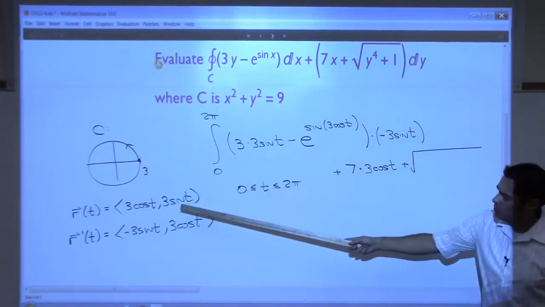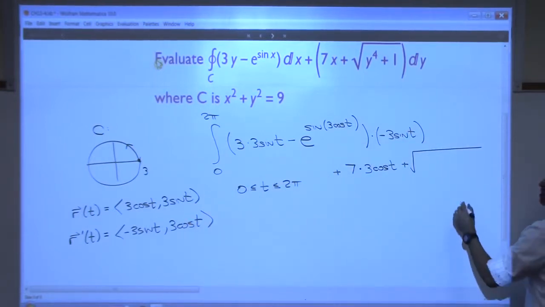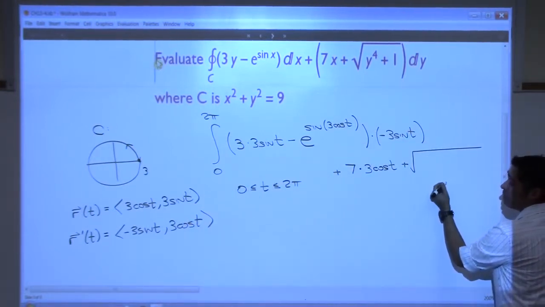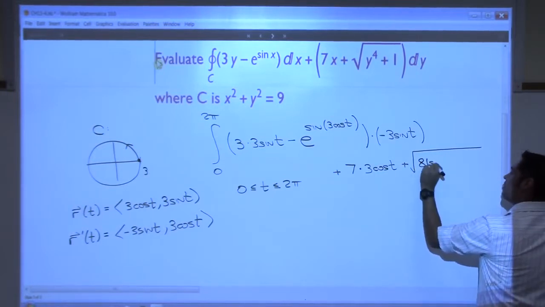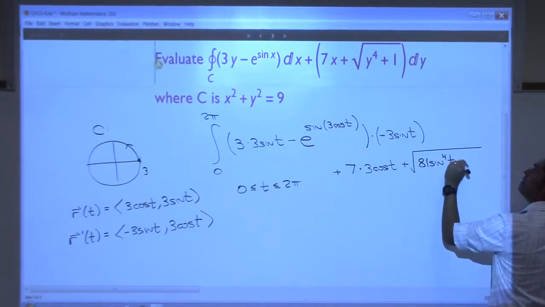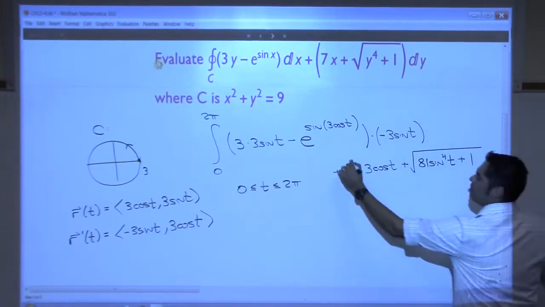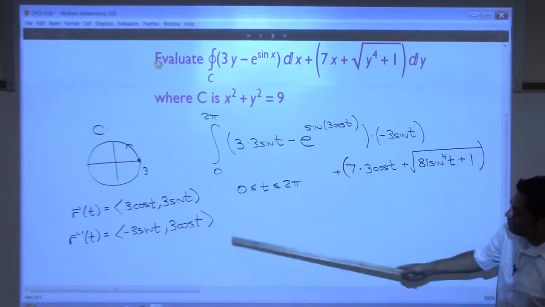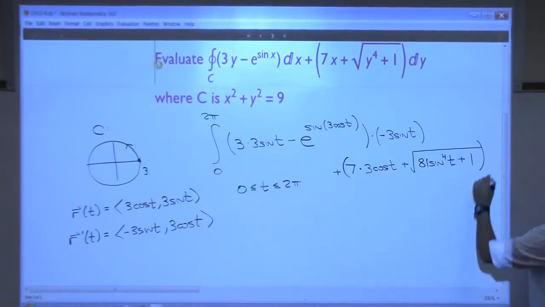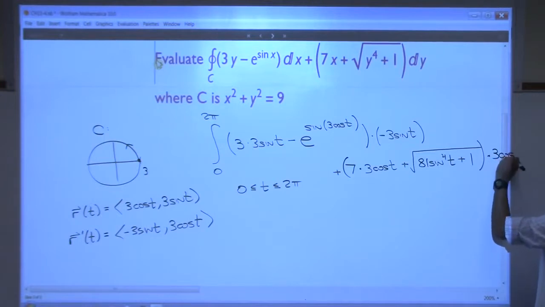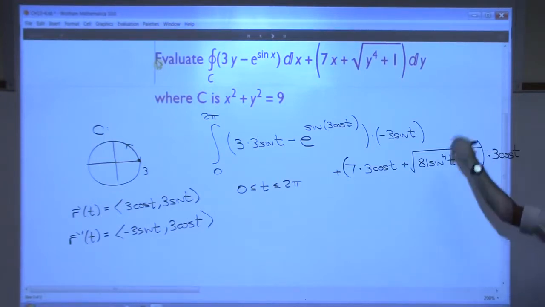Y to the fourth? So 3 sine t to the fourth. What's 3 to the fourth? 81 sine to the fourth t plus 1. And then at the very end of that, the derivative of y, which is this one, 3 cosine t. All of that, right? dt.